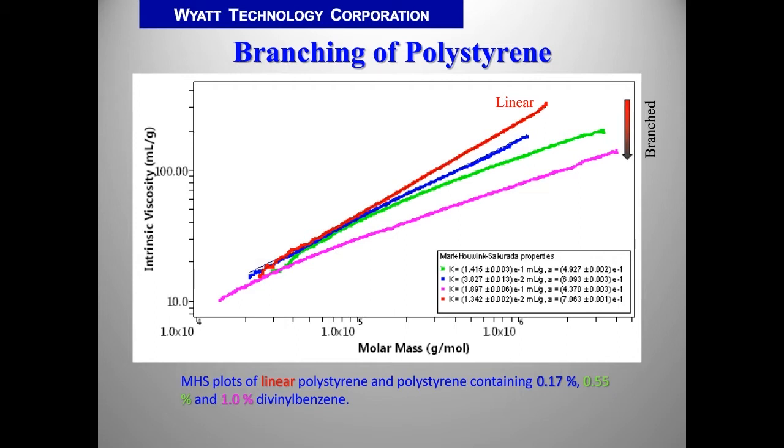And then we have a shift of the plots towards lower intrinsic viscosities, and also a decrease of the slope, and the plots also become curved. It nicely corresponds to the increase in the amount of branching agent, which in this case was divinyl benzene.